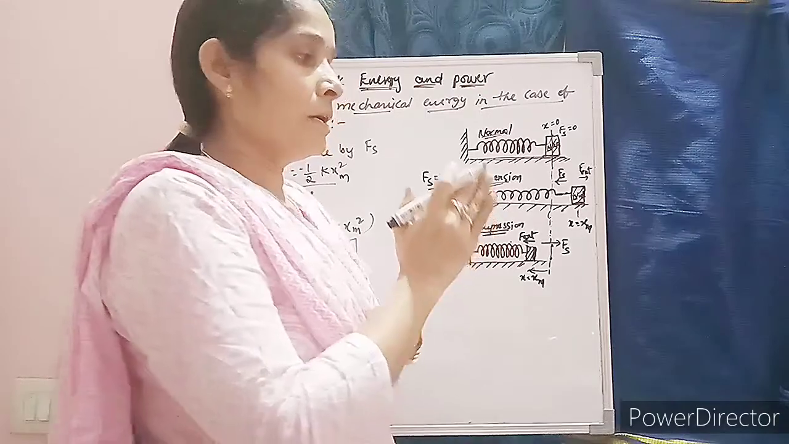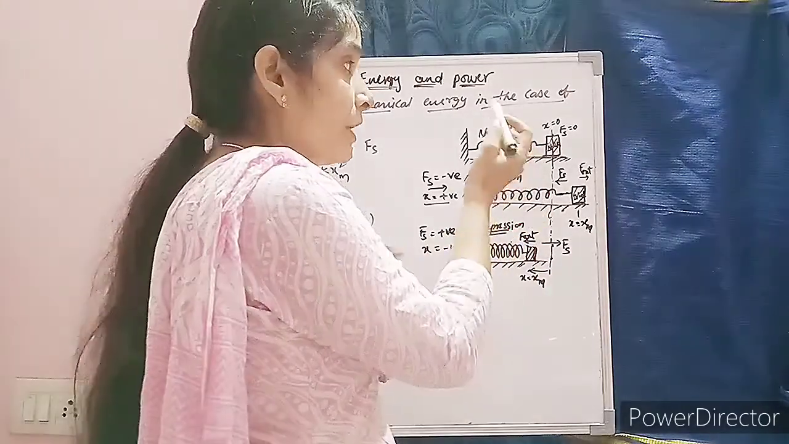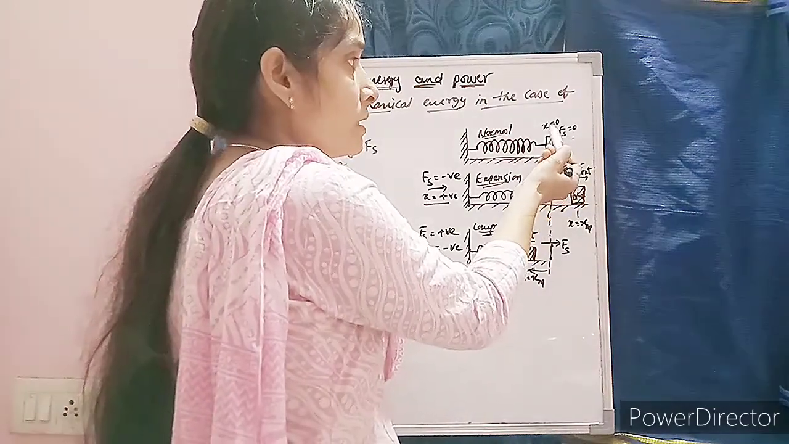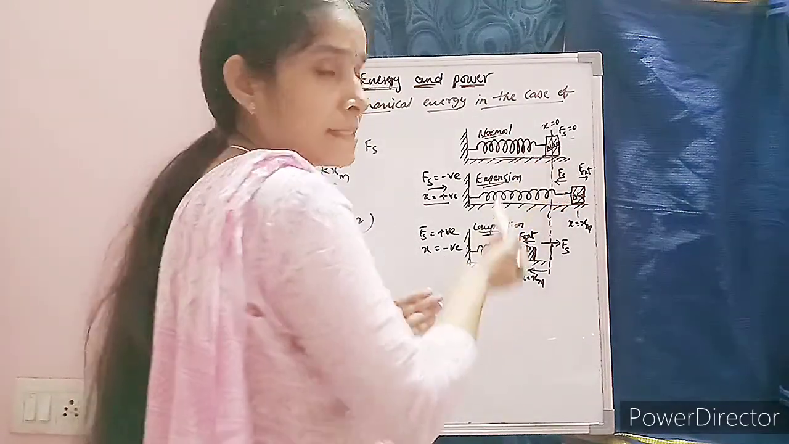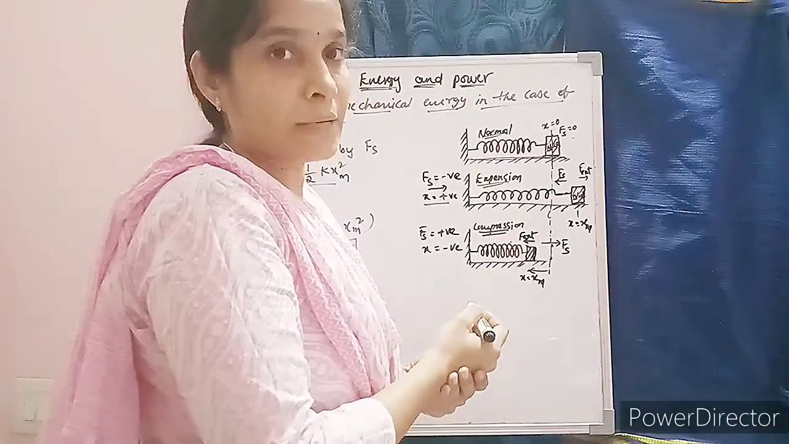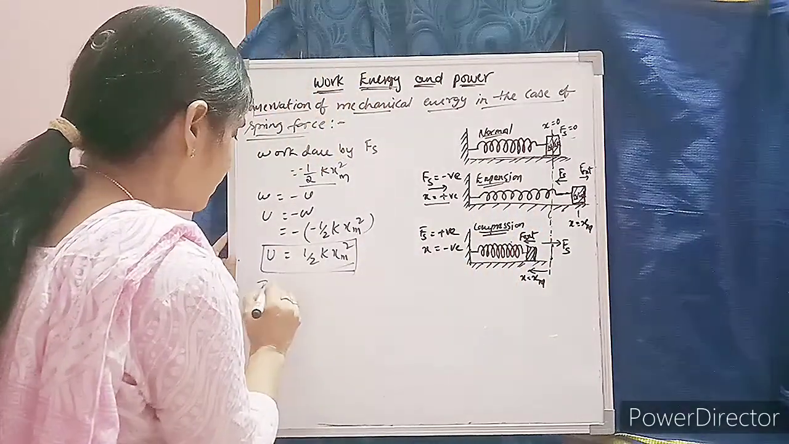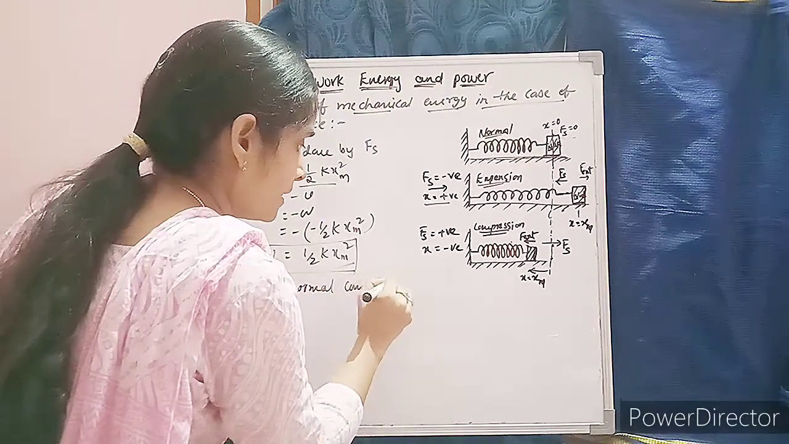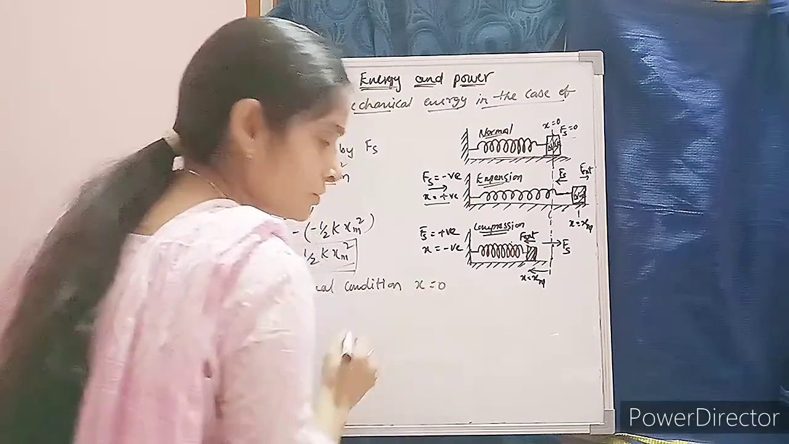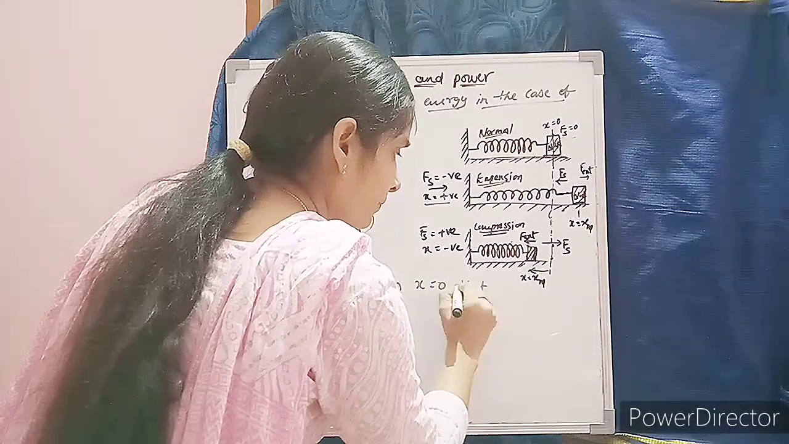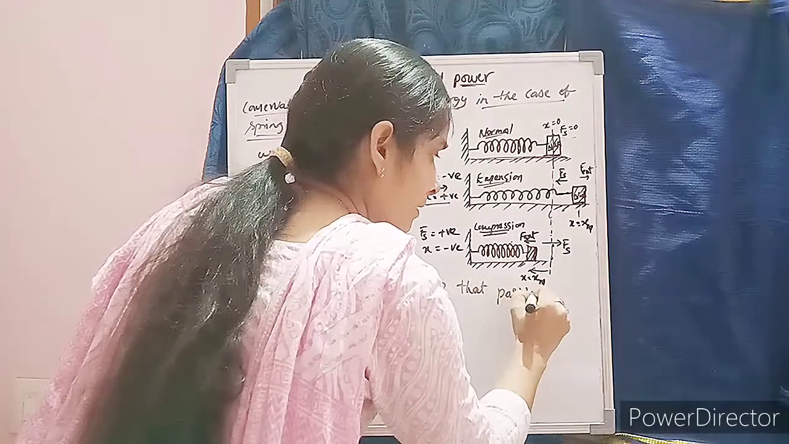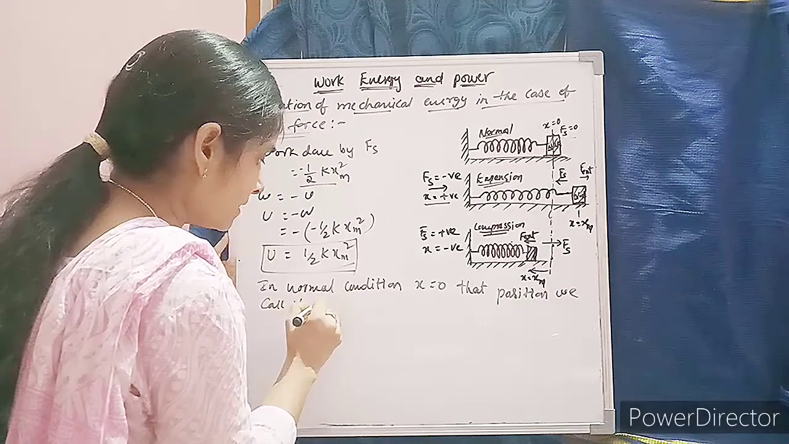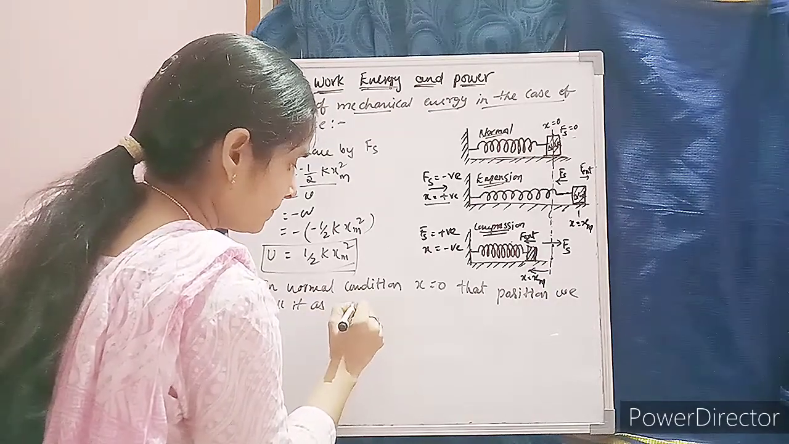Now whenever the spring is at steady state, whenever the external force is not applied, there is no spring force. That means the position of the block is at x equal to 0. In normal condition, x is equal to 0. That position we call the mean position.